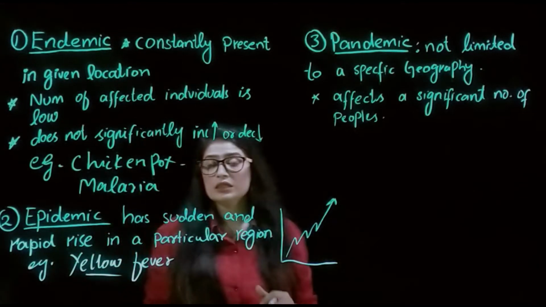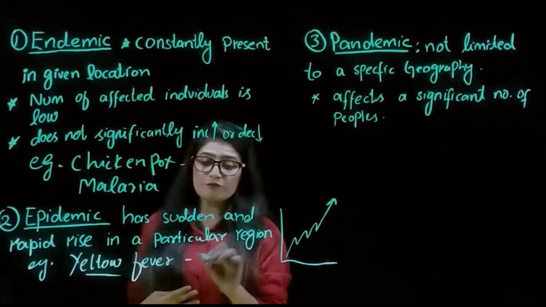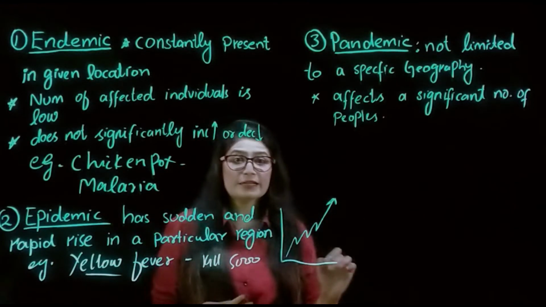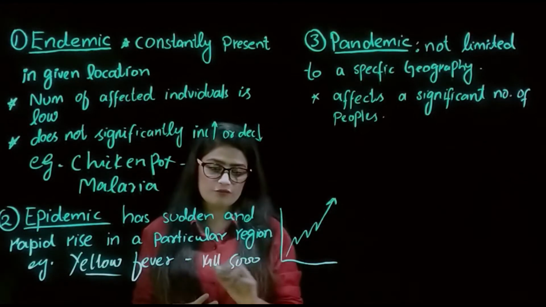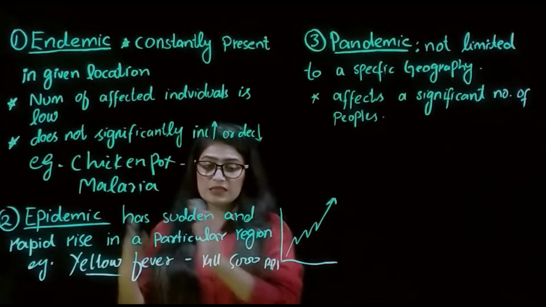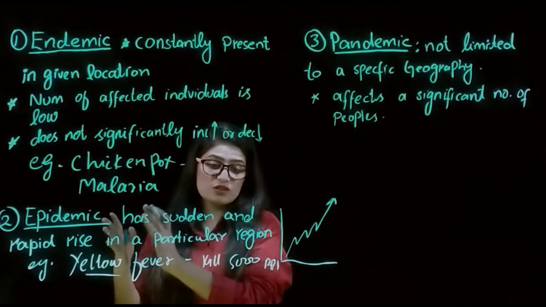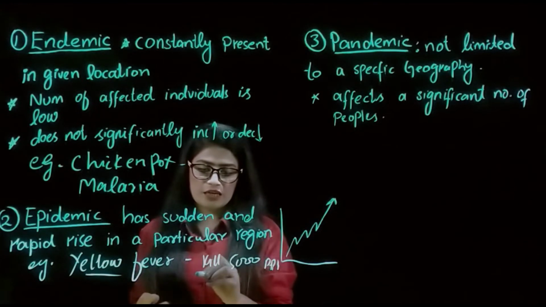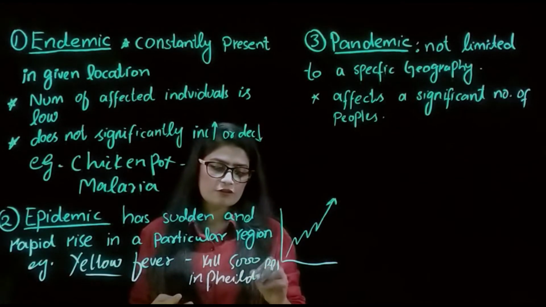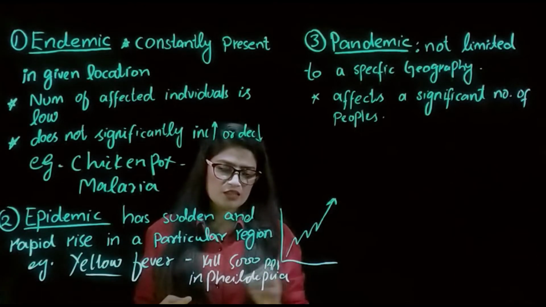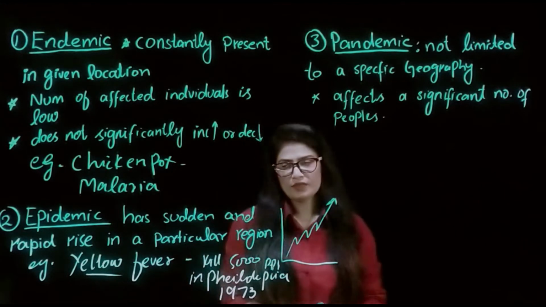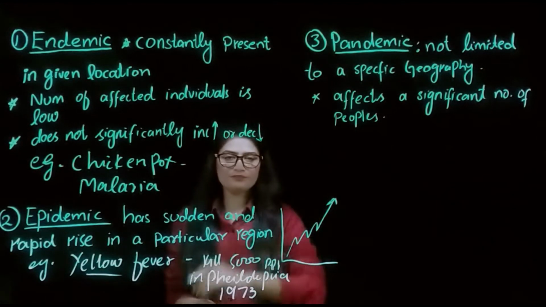It killed 5,000 people in Philadelphia in 1973. 5,000 people were killed by this disease, this virus, in Philadelphia in 1973, in the case of yellow fever.